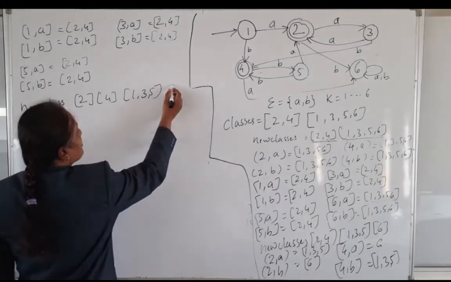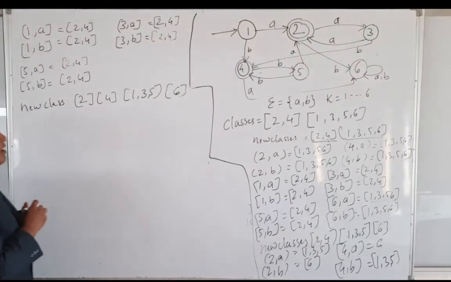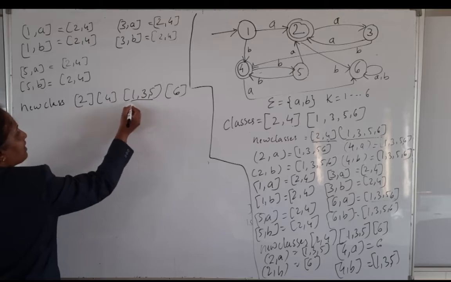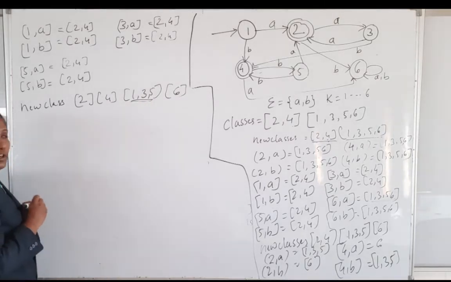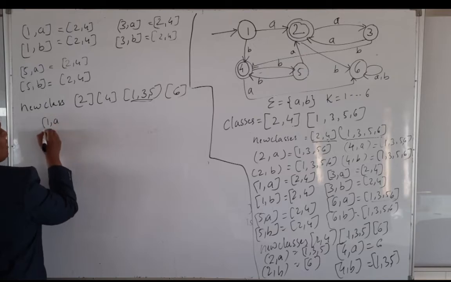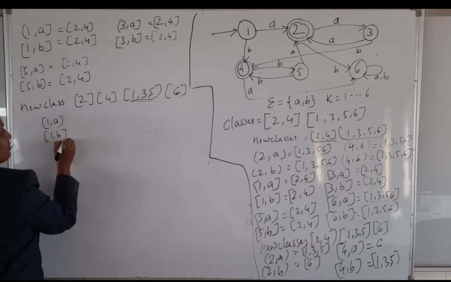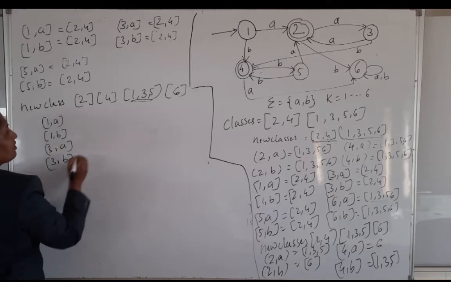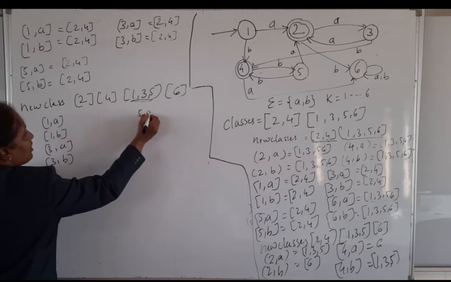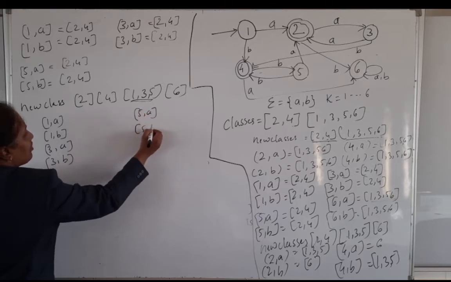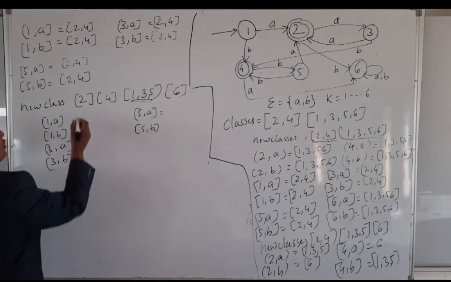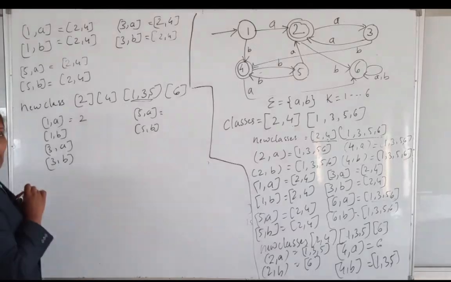Next, what about the last? The 6th state remains as it is. After that, 2 is one group, 4 is another group. Now I should check whether I can split this group further. So I'll take 1 of A again, next 1 of B, 3 of A, 3 of B, next 5 of A, 5 of B. So 1 of A, where I reach 2. So 2 is a separate group now, so I'll write 2 directly here.